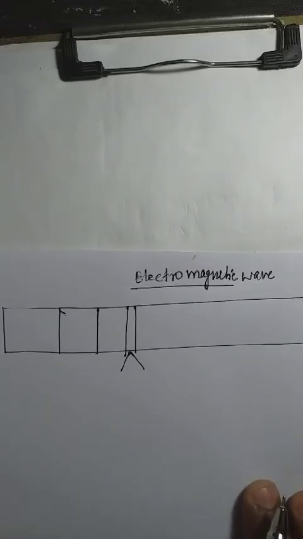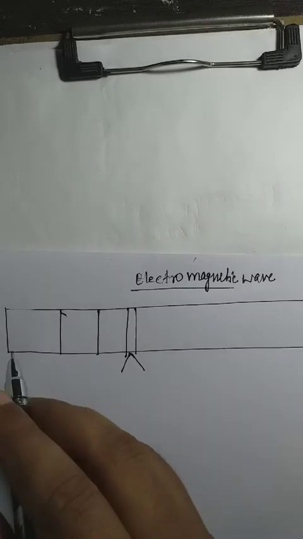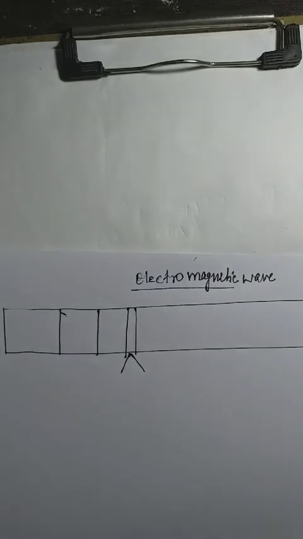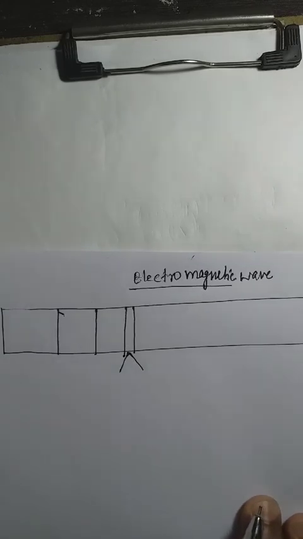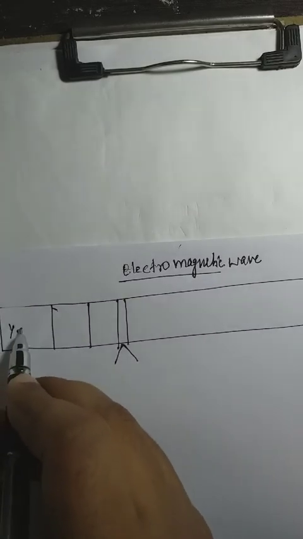By the continuation of the electromagnetic wave, what is the wide range of rays available? The last one, where frequency is maximum and wavelength is minimum, because we know frequency is inversely related with lambda, right? So this is our gamma rays.